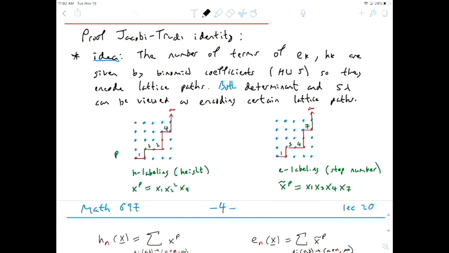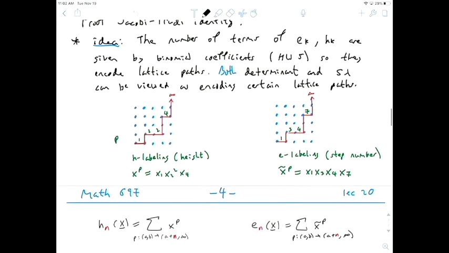Here's the first key insight. The complete symmetric function h_n, the sum of all degree n monomials, you can view as this weighted generating function of lattice paths from some point to a point that's n columns to the right, and arbitrarily high. We need to go arbitrarily high because h_n has infinitely many variables, so I have a very tall, infinitely tall, skinny rectangle.